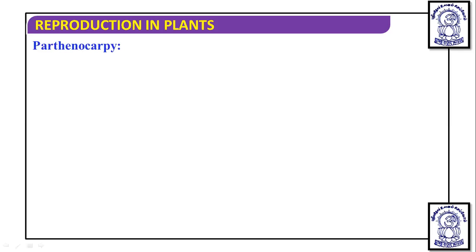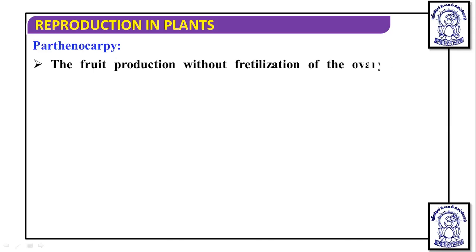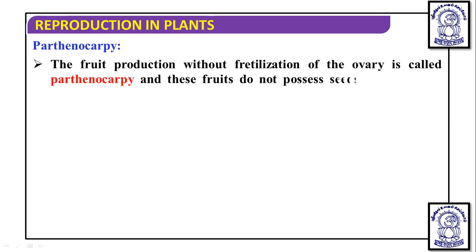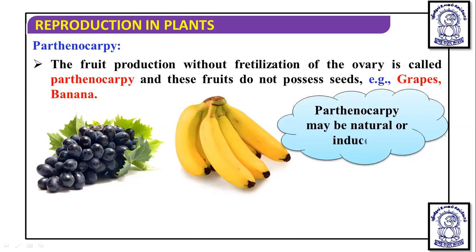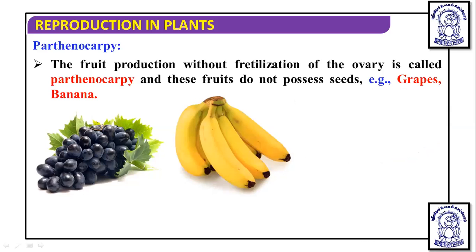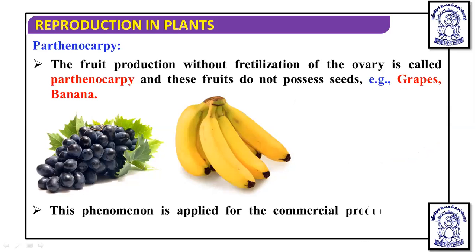Next, after apomixis, we are going to talk about parthenocarpy. Parthenocarpy is the production of seedless fruit; fruit production without fertilization of the ovary is called parthenocarpy. These fruits do not possess seeds because fertilization is not happening, and this occurs in grapes and banana. You can see the seeds are absent in them. Parthenocarpy may be natural or induced by some hormone, and this phenomenon is applied for the commercial production of seedless fruit.